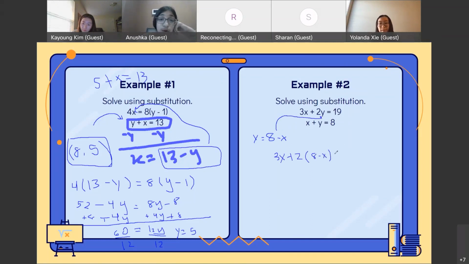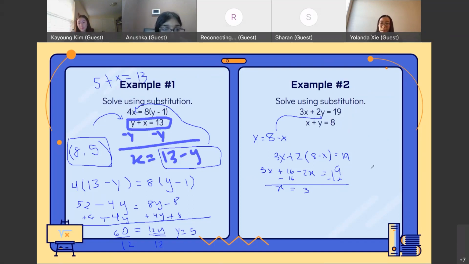and then that equals 19. And now we simply use the same variable solving strategies that you're used to, right? So 3x, and then we're going to distribute the 2. So that's 3x plus 16 minus 2x equals 19. And continuing to simplify, we get x equals 3 because we subtracted 16 from both sides. So x equals 3. And now if x equals 3, what does y equal?